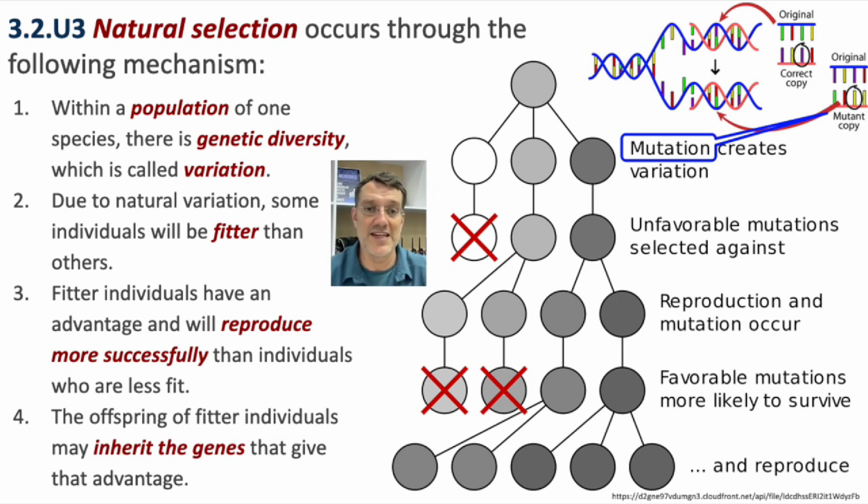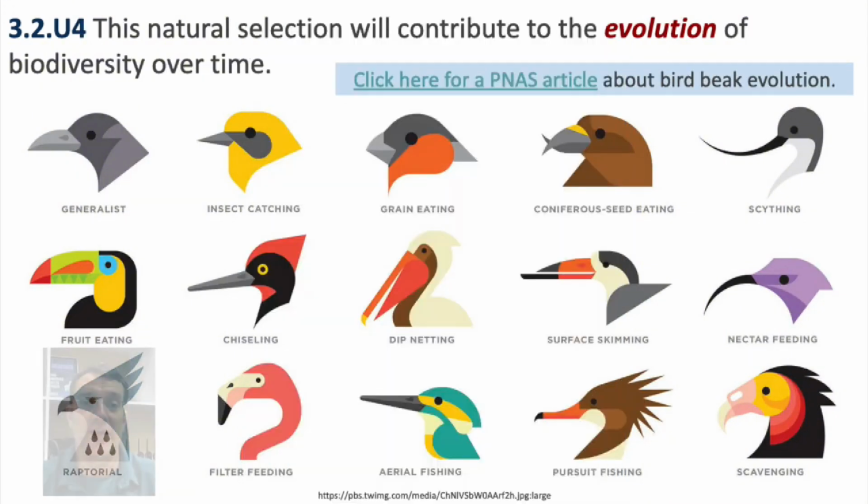You don't need to know the details of natural selection like you would for an IB bio class, but you do need to know this general process. If you really want to get into the details of it, you can click on this link right here. I'll drop it into the comments of the video, and you can read all about evolution of the different shapes of bird beaks.